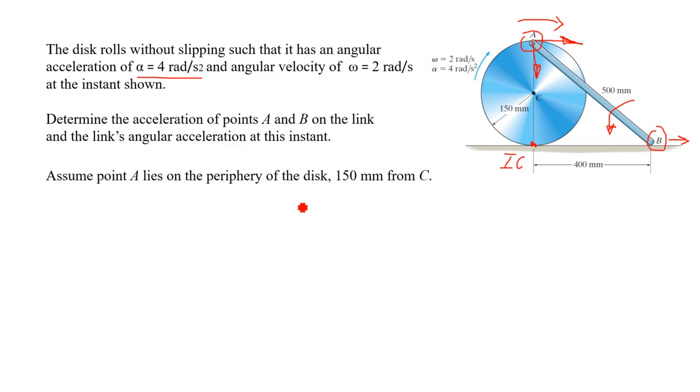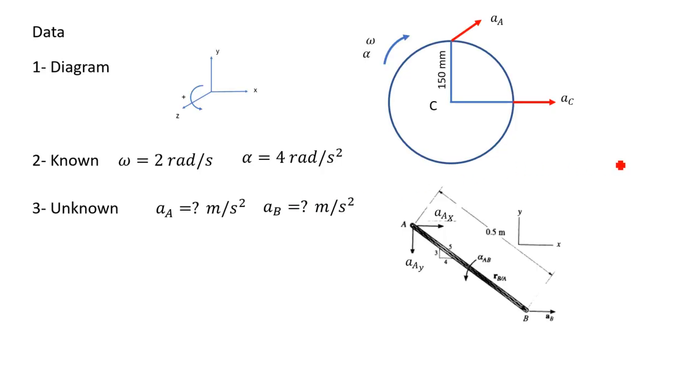So we start first with sketching the kinematic diagram, and it will tell me that this will be the acceleration A direction, and this will be the acceleration AC direction. We know that omega is equal to 2 radian per second, and alpha is equal to 4 radian per second square. The unknowns are the acceleration A, which has two components, the AAX and the AAY, and we don't know the acceleration at the point B in meter per second square.